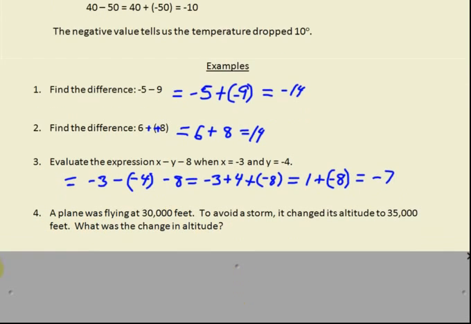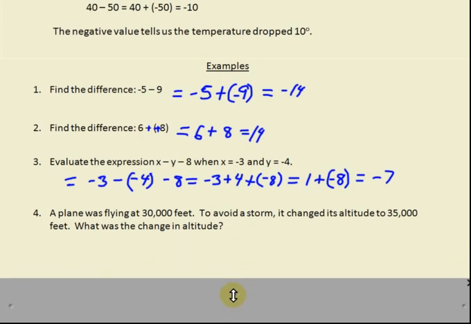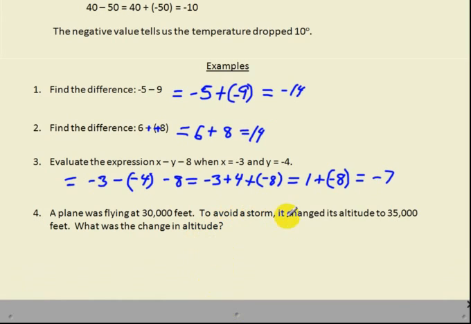Right, number 4. A plane was flying at 30,000 feet. To avoid a storm, it changed its altitude to 35,000 feet. What is the change in altitude? So remember, we're going to look at the newer value, 35,000 feet. Subtract the original value, so minus 30,000 feet. Okay, and of course, notice our units are the same. Thank goodness for that. We don't have to deal with any conversions.